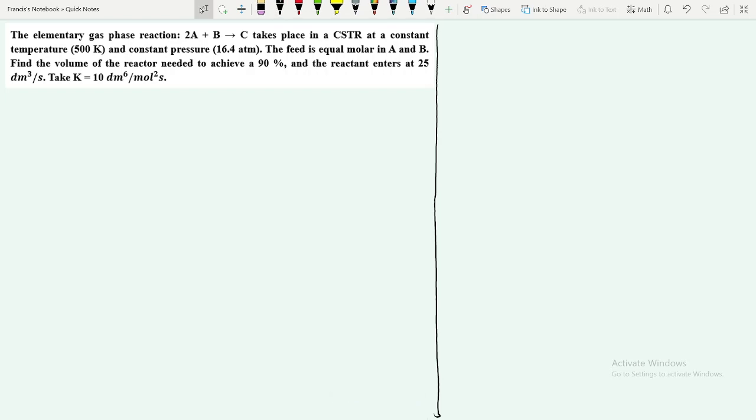In today's video, we have a question that says that an elementary gas phase reaction. So there is a keyword here, elementary gas phase reaction. 2A plus B going into C takes place in a CSTR at constant temperature and constant pressure. So constant temperature means our system is isothermal, and then a constant pressure means it's isobaric.